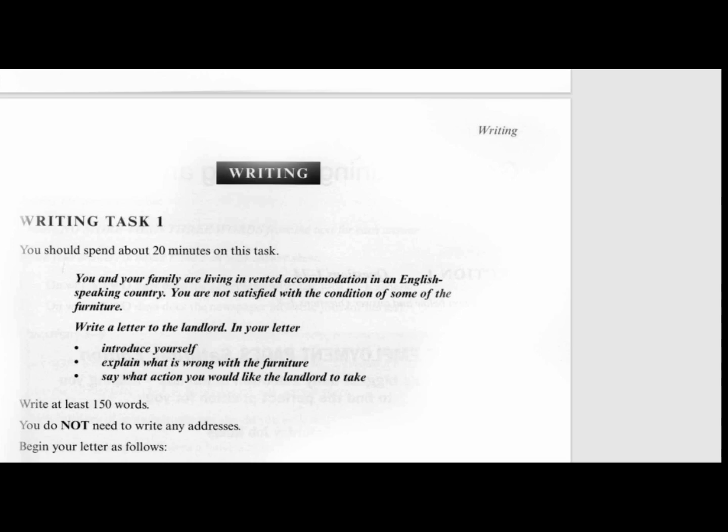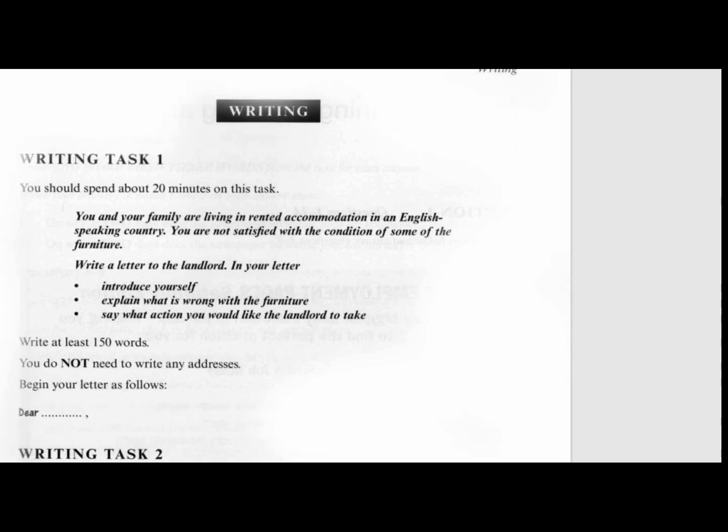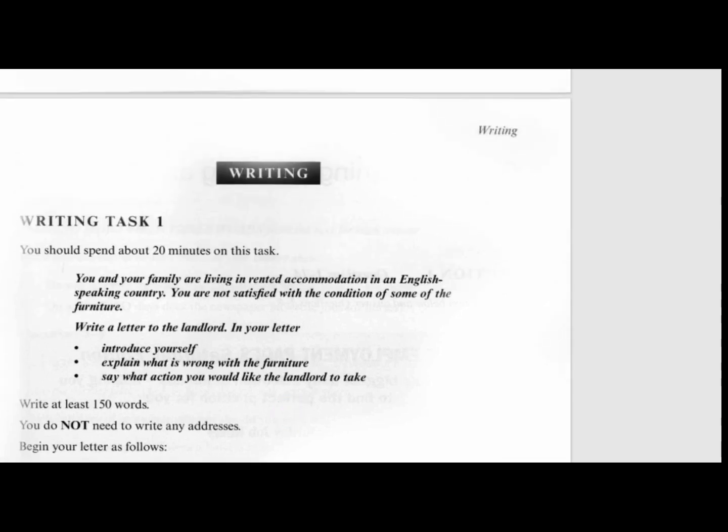In your letter, 1, introduce yourself. 2, explain what is wrong with the furniture. And say what action you would like the landlord to take. Write at least 150 words. You do not need to write any addresses. Begin your letter as follows: Dear, like that. So this is a letter that you write in writing task 1, general IELTS.